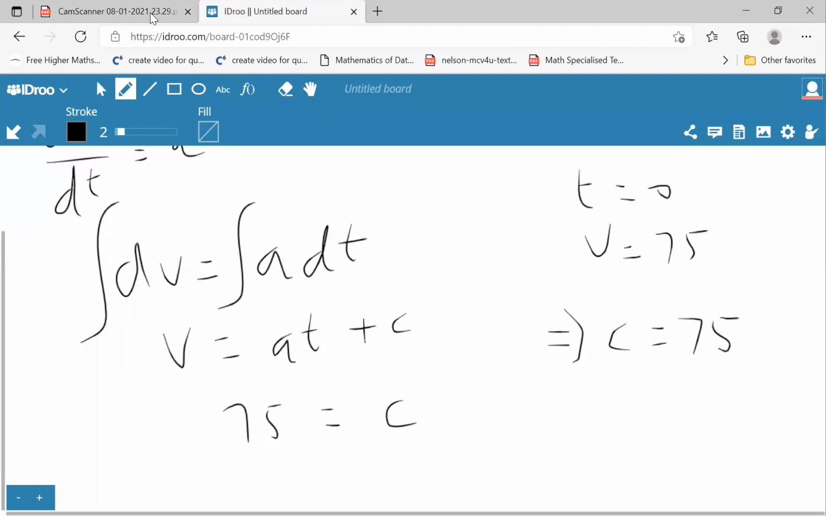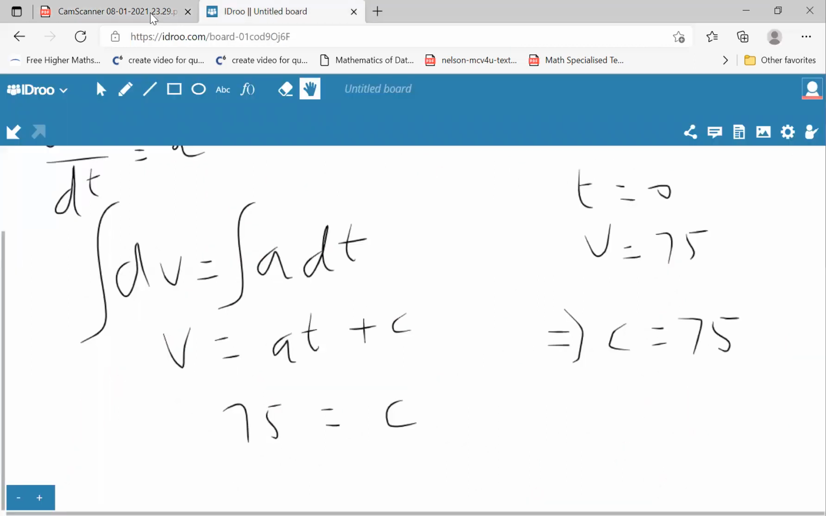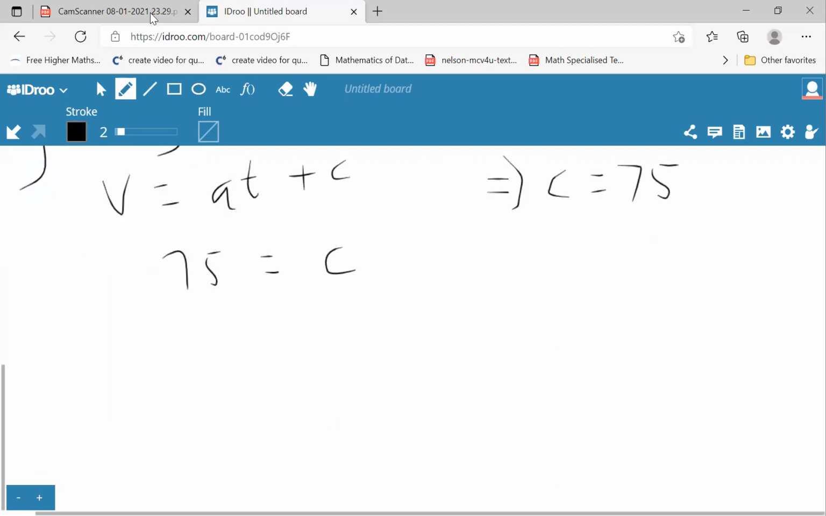When it needs to be stopped, v should be 0, right? What would be the acceleration when it stops? That means in 5 seconds, so time is 5 seconds. When t is equal to 5, v is 0. So we can write v is equal to at plus 75. So when t is equal to 5 seconds, v is equal to 0.